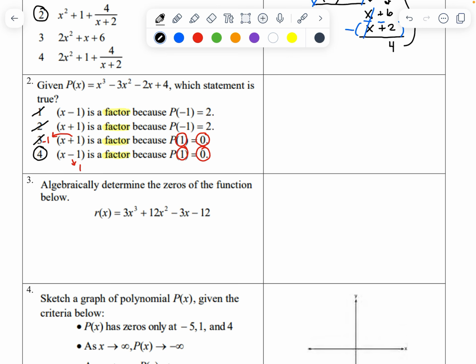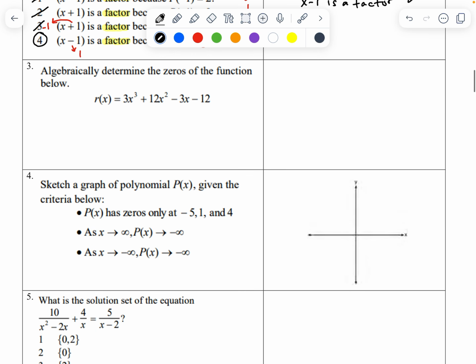Now, if this was a free response question and they wanted to know, is x minus 1 a factor? How you would figure that out is you would substitute 1 into your polynomial, and you would check to see if this is equal to 0. Now, because choice 4 is the answer, I know that this is equal to 0, which means that x minus 1 is a factor. Okay, let's move on.